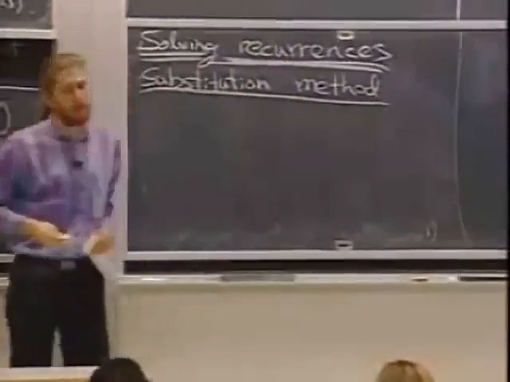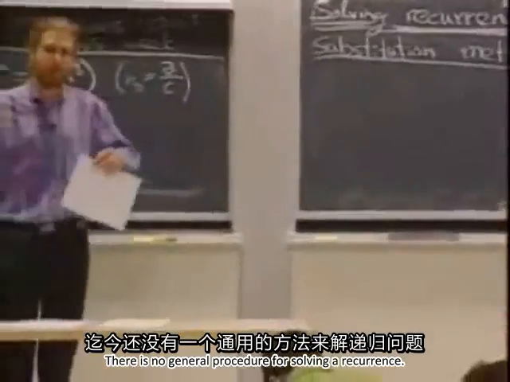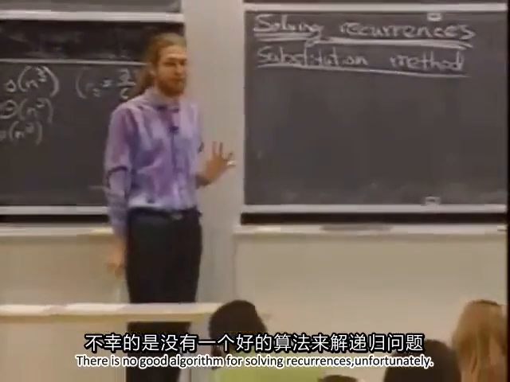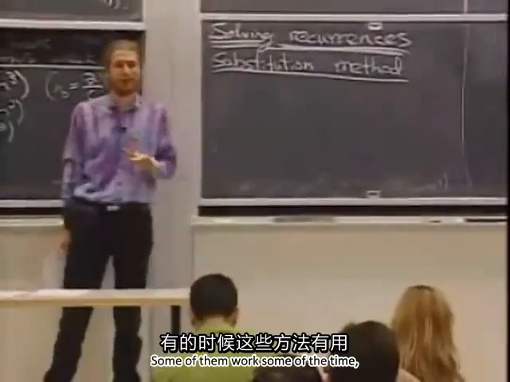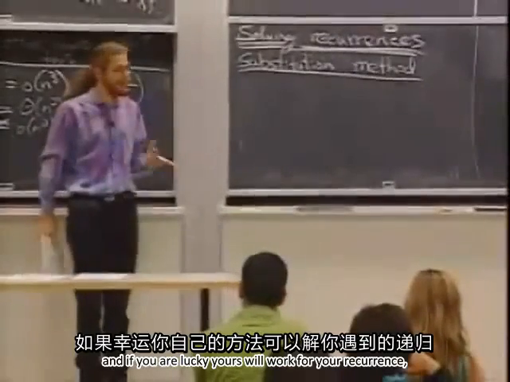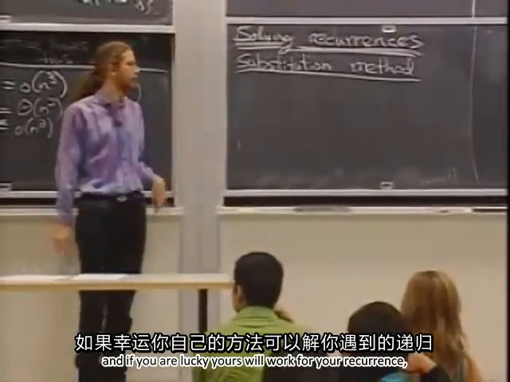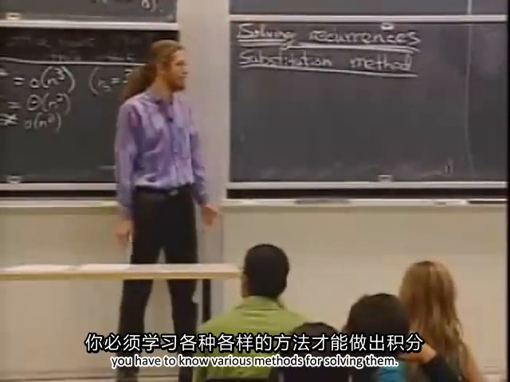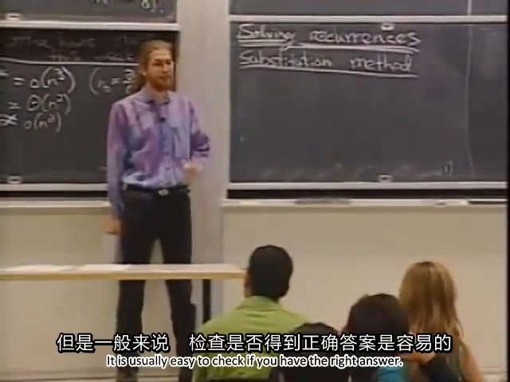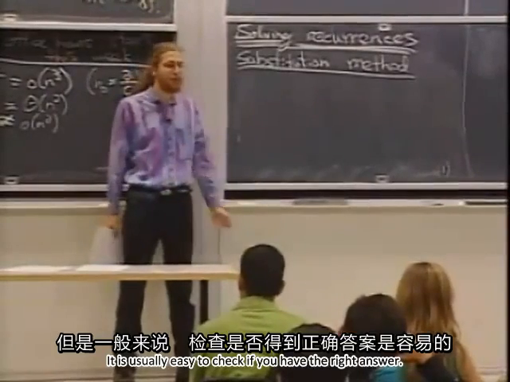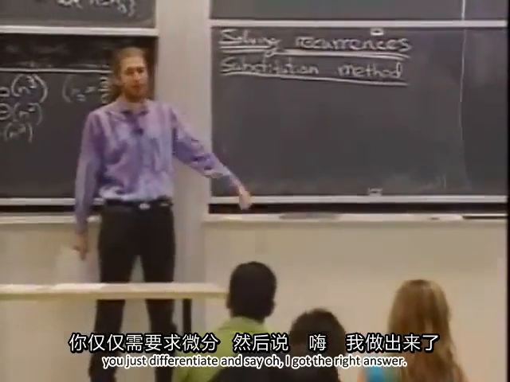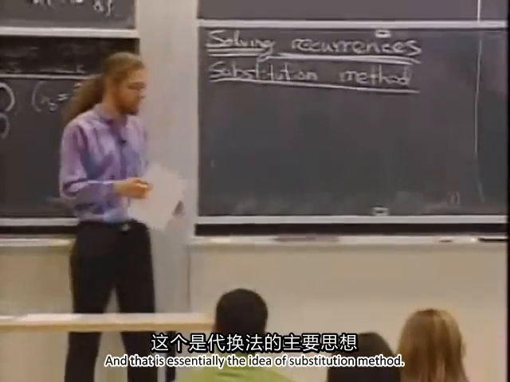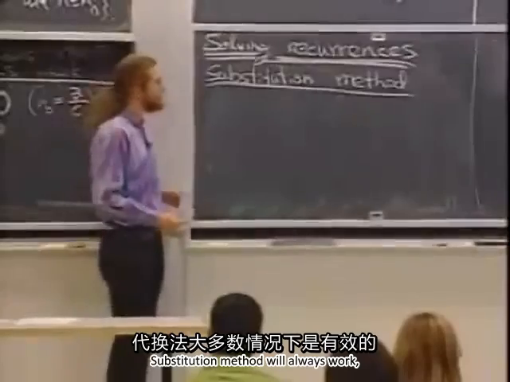There's no general procedure for solving a recurrence. There's no good algorithm for solving recurrences, unfortunately. We have a bunch of techniques. Some of them work some of the time. And if you're lucky, yours will work for your recurrence. It's sort of like solving an integral. You have to just know various methods for solving them. It's usually easy to check if you have the right answer. Just like with integrals, you just differentiate and see, oh, I got the right answer. That's essentially the idea of the substitution method. So the substitution method will always work.